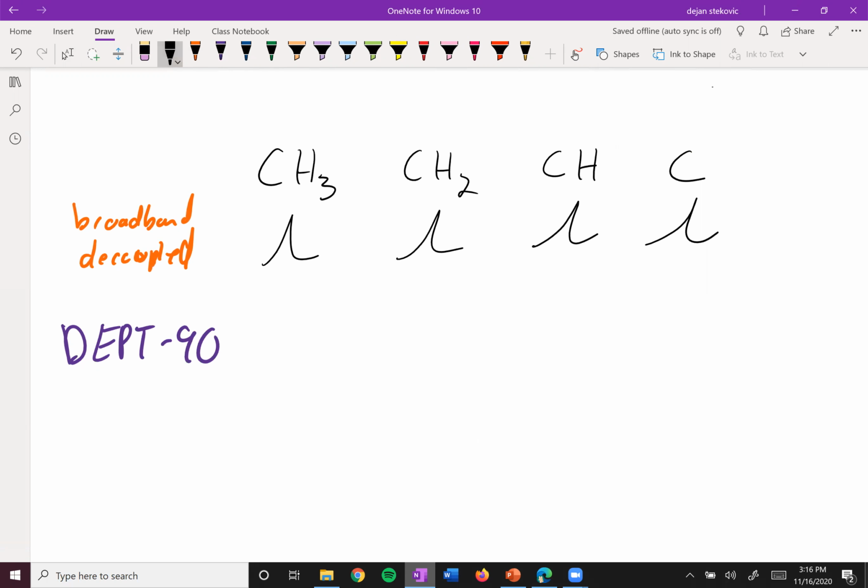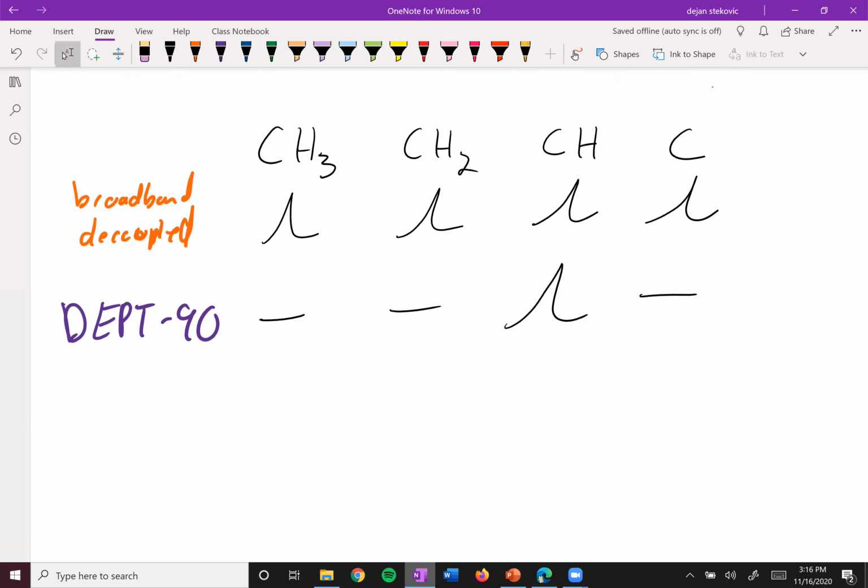We won't go into the details there, but basically when you do DEPT 90, CH3s will no longer show up at all. CH2s will no longer show up. CHs will show up as a peak, and regular carbons will not, right? So you can see from your DEPT 90, every peak is corresponding to a CH peak.